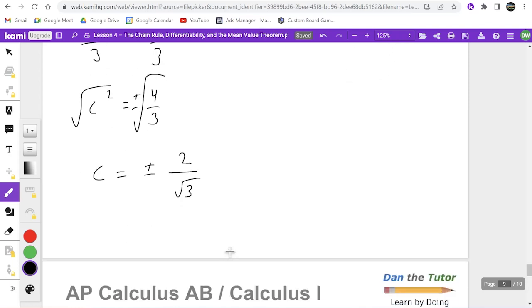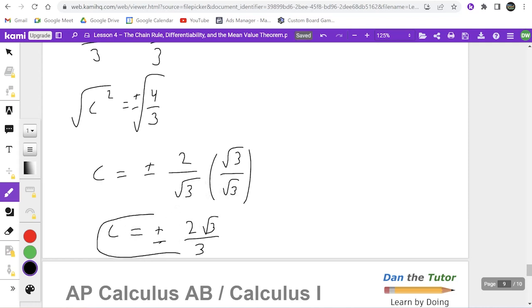And technically, we're not supposed to keep square roots in the denominator because our teachers say so. And so what we do is we have to rationalize. If you remember rationalizing, that's where you multiply by root 3 over root 3, like this. And you'll get c equals plus or minus 2 root 3 over 3, because the square roots cancel in the denominator. And this is our final answer for that one. Any questions?